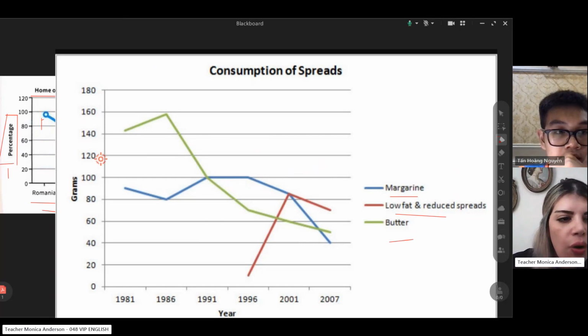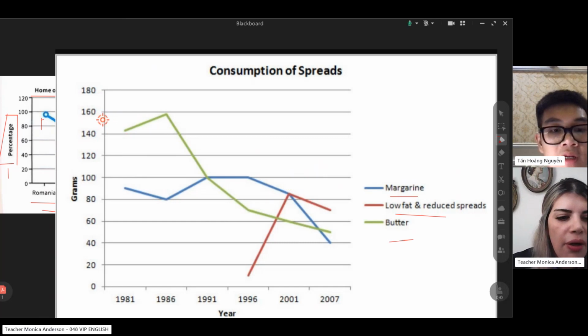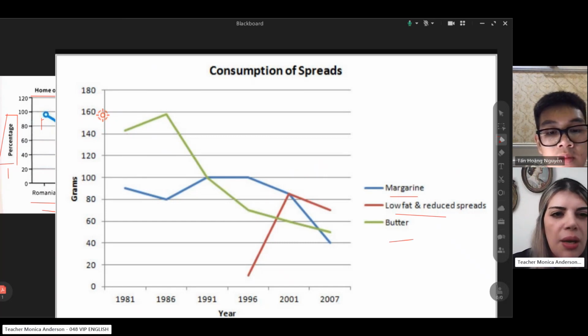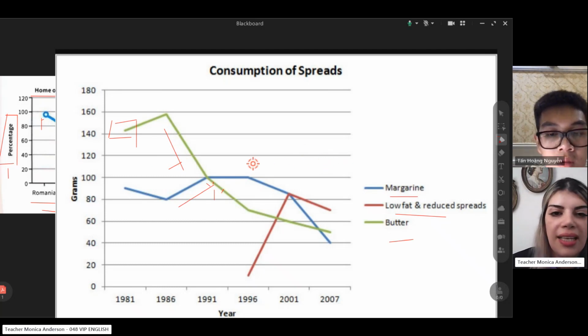And as you can see now, we only mention the start of the period. At the start of the period, butter, for example, was a popular spread. As you can see, it's really popular here. And after that, we have a decrease here and it's replaced by margarine. Now I have a sharp increase in margarine. So it's replaced by margarine. Okay, something like this.